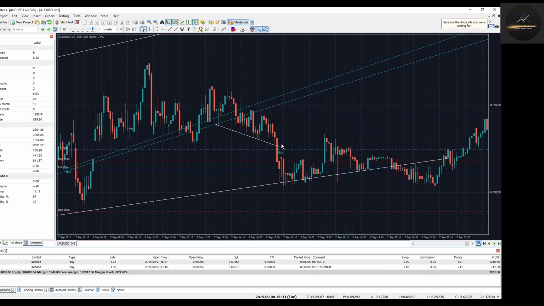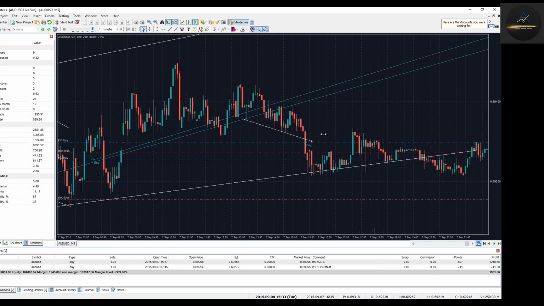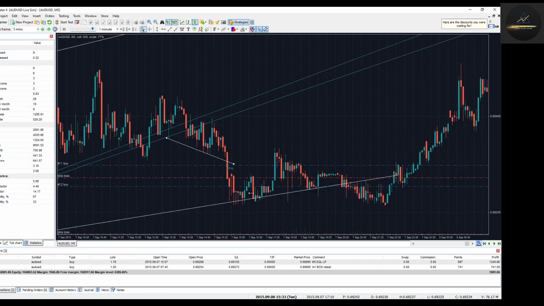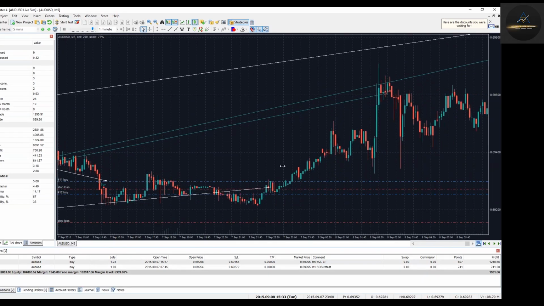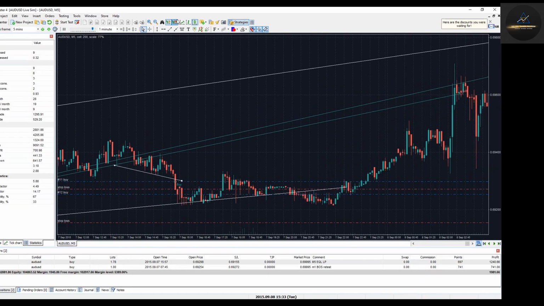So I decided to take a trade here. Wasn't the best of entries, but my stop must have been quite tight, either here or here, I can't remember. But I held it through. This was 4 o'clock, 5, 6. So I've obviously held it through the London close and Asia.